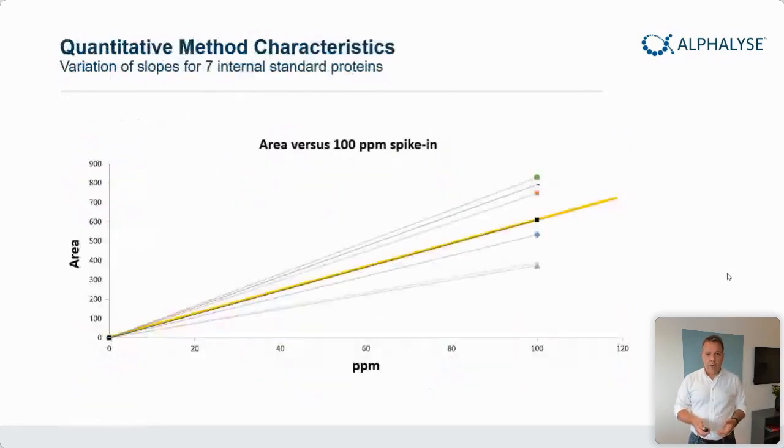I just want to show you one slide here. Remember, we have these standards in all the samples we analyze, and we know exactly how much we have spiked into your sample. We can then see the signal, and here you see the signal from 7 different standards. You can see they have different slopes, but they are not that different. And that's why this quantification method is quantitative.